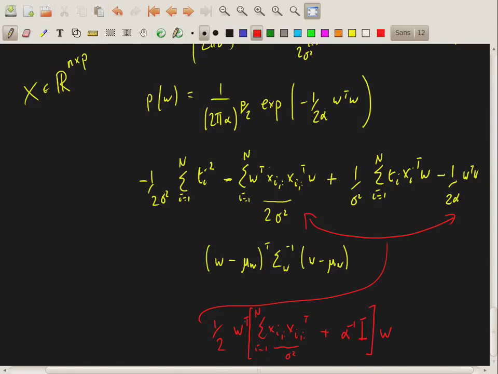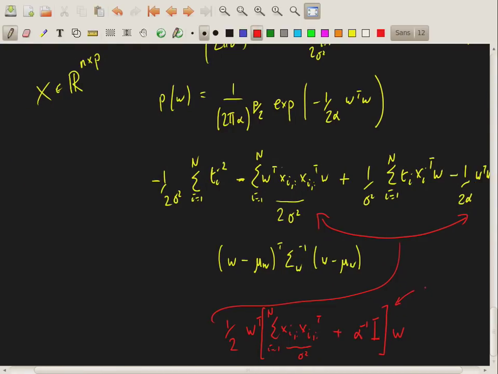So think of multiplying that out now. If you bring this in here, W transpose times that matrix times W leads to that term. W transpose times alpha minus 1 I times W leads to that term. Okay, so that's the sort of thing we want. So what is this little baby in here? That is the inverse covariance matrix, the precision matrix. So we've already got our covariance matrix.